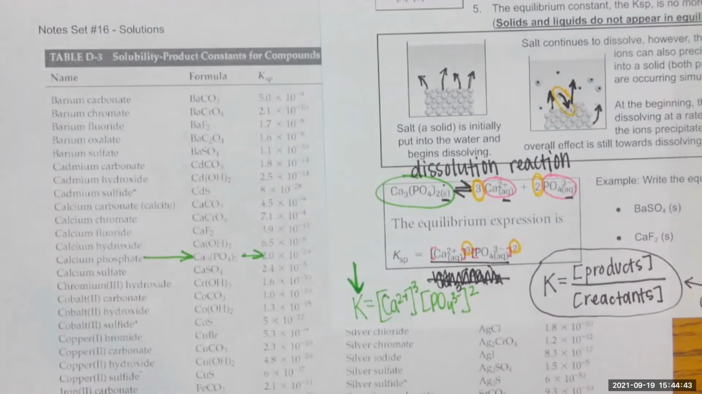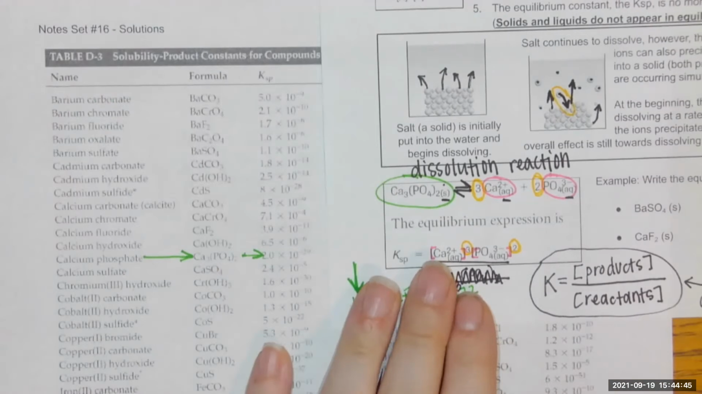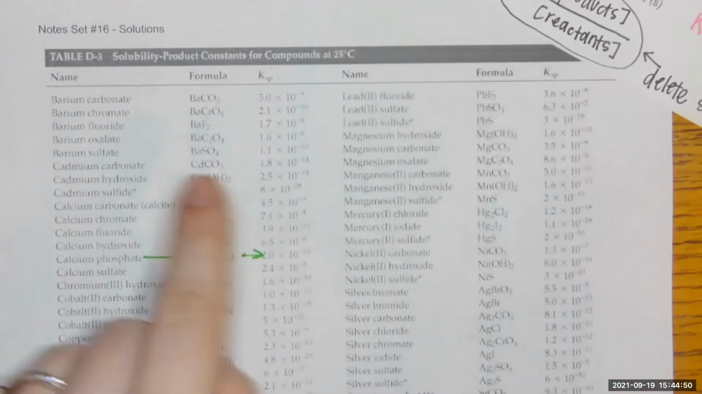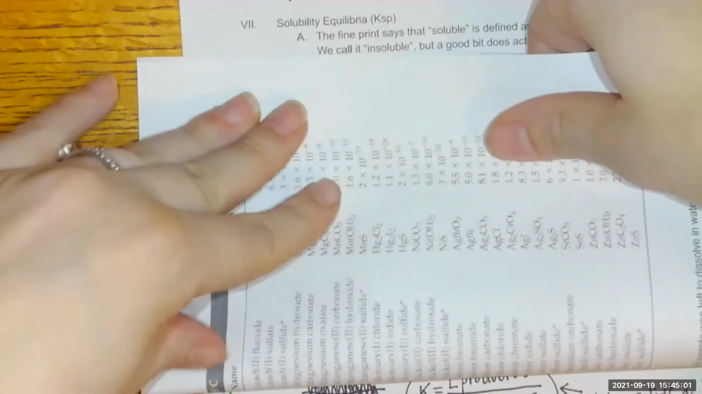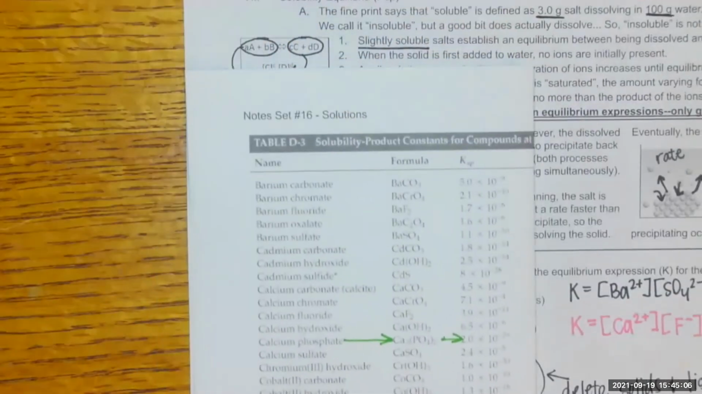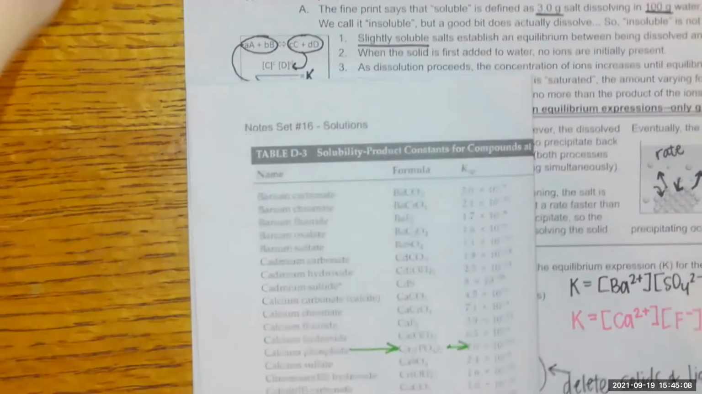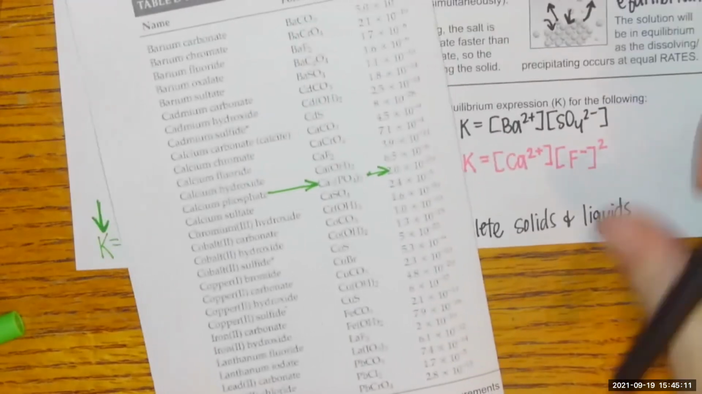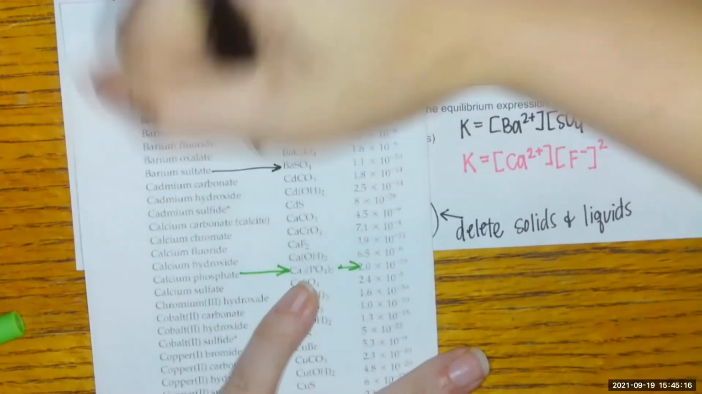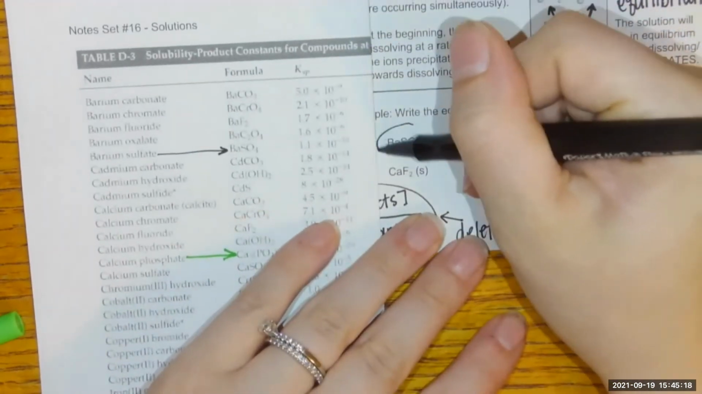So let's look and see if we've got barium sulfate on here. Barium sulfate, okay. So barium sulfate, let's see if I can cover. I don't know how to get everything on the projector that I need on the projector. Please stand by. All right, barium sulfate, BaSO4, that's the one we had right here.